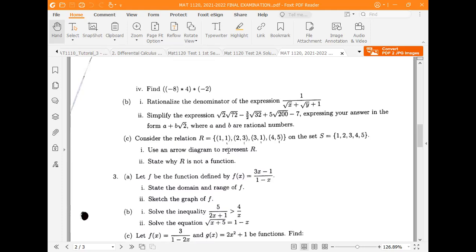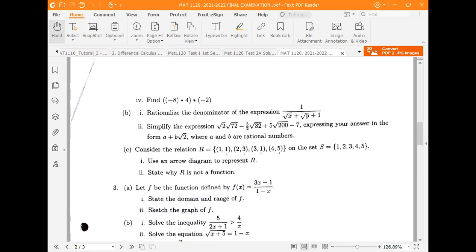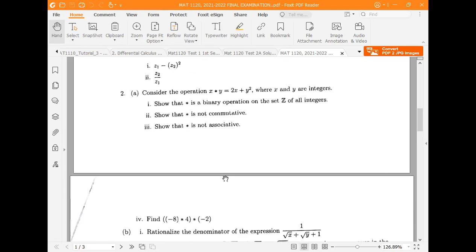Use an arrow diagram to represent R. That's not a big problem. State why R is not a function. Well, we can see the reason why it's not a function. 1, 2, 3, 4. 1, 2, 3, 4, 5. So it's not sending 5 anywhere. Since it's a function that moves elements of S to S, it should have sent 5 somewhere. Now it did not. So it's not a function.